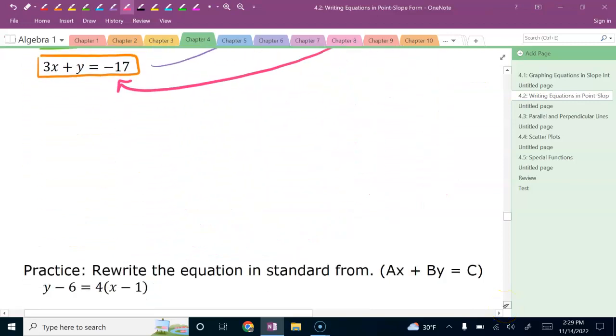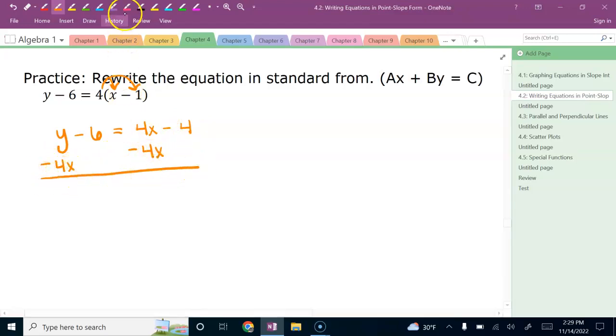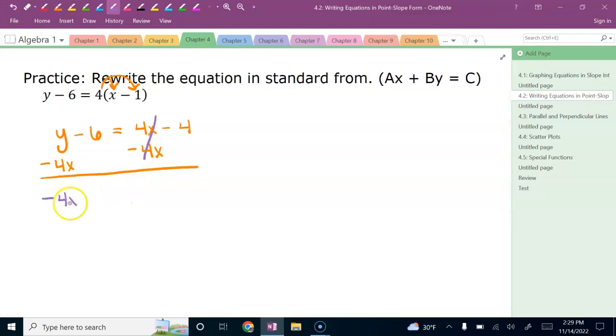So if you take a look at this example, if we follow the same process, we start by distributing the 4. We'd have y minus 6 equals 4x minus 4. I'm going to subtract 4x. That way I get it over onto the left-hand side. So now it says minus 4x minus 6. Oh, I forgot the y. So plus y, then minus 6 equals negative 4.